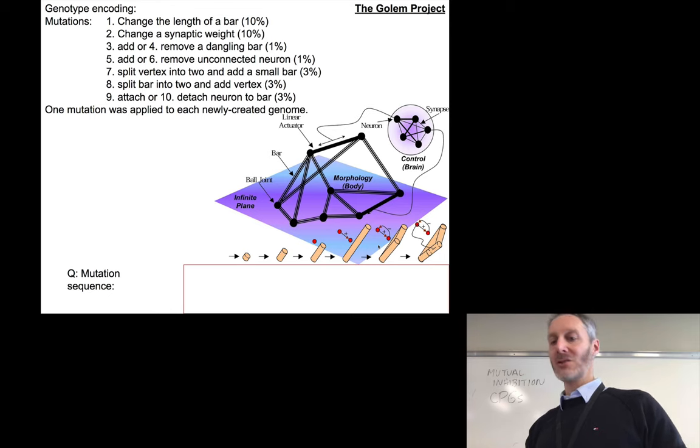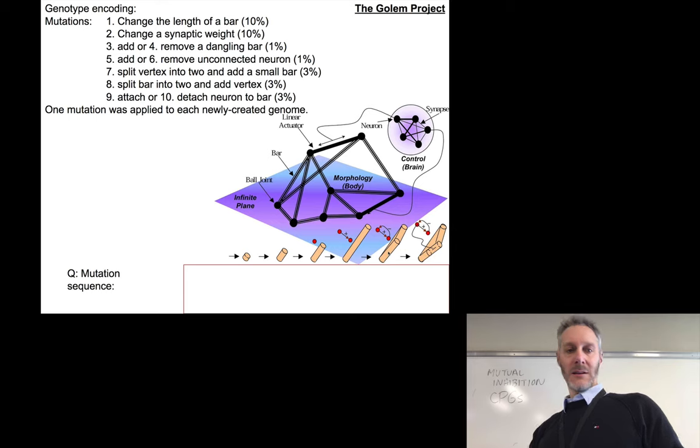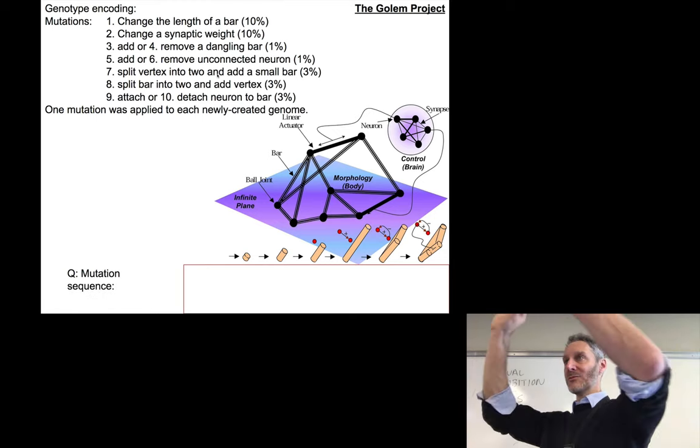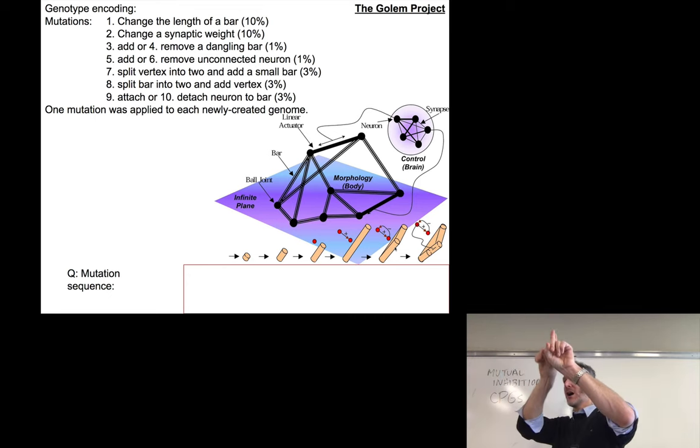What about the body? What mutation changed this body into this body? Split bar into two and add a vertex. But there was one bar in the parent and three bars in the child. Yeah, it's a little hard to see here. There's one in the background, a second, and a third. Number seven, so split the vertex into two. They're taking this vertex here, splitting it into two vertices, and although it doesn't say it here, moving them slightly apart and connecting them with a new bar, which is this one. So we're taking one bar, splitting the top vertex into two and connecting with a small bar.